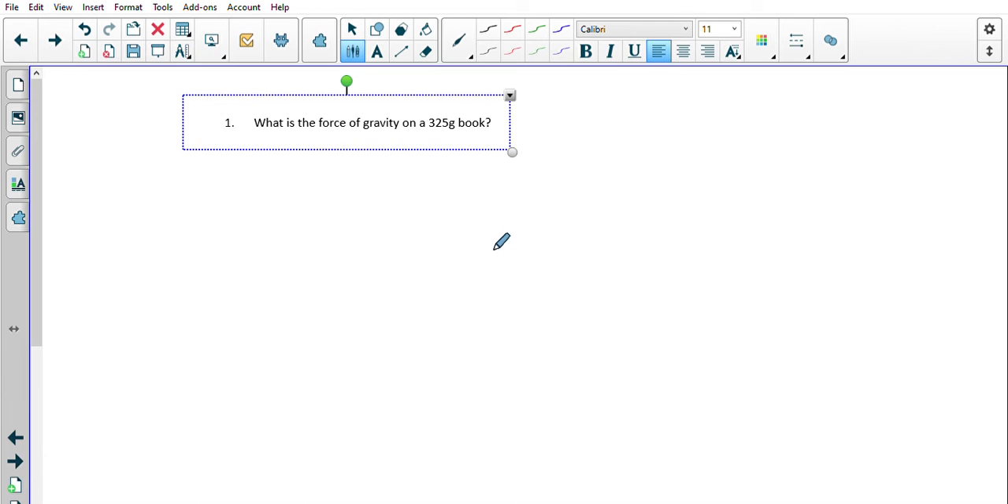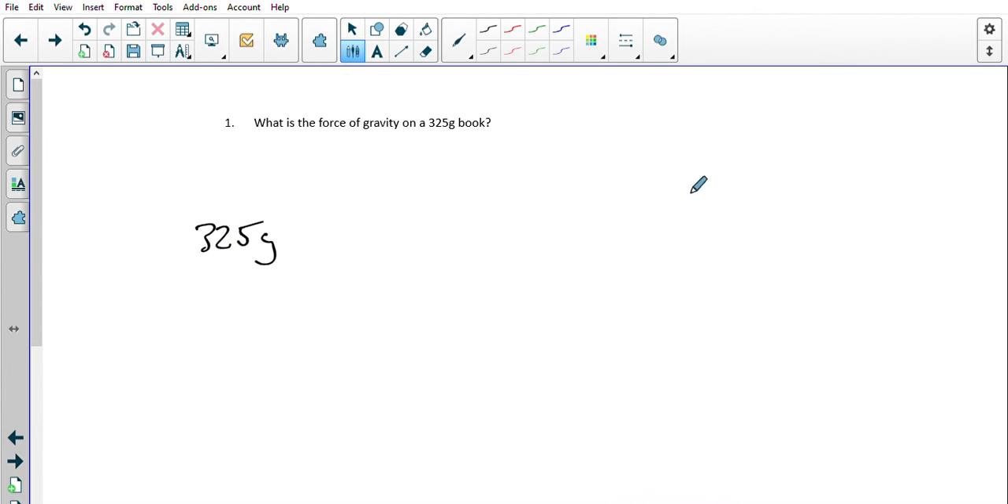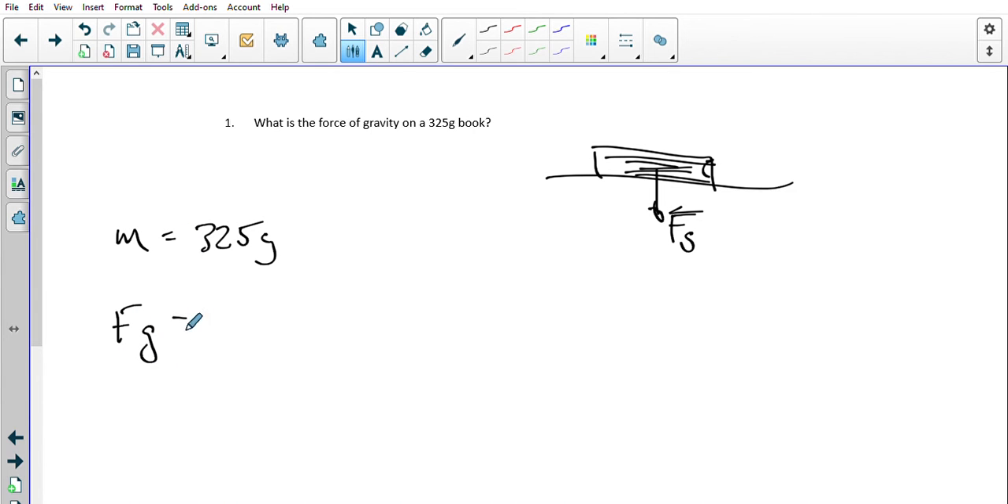What is the force of gravity on a 325-gram book? All right, the only number we have in there is 325 grams. So what we have here is a table, and we've got a book, and it's lying there. And we've got the force of gravity pulling it down. We want to know what that force of gravity is. So this is its mass. Force of gravity, that's what we're looking for. We need g, which is equal to 9.8 newtons per kilogram.